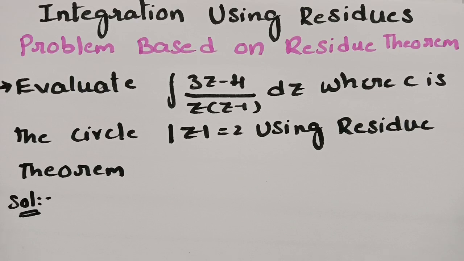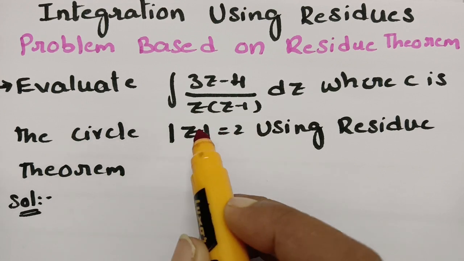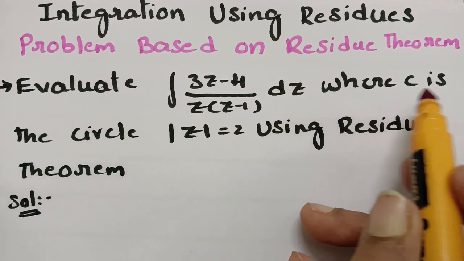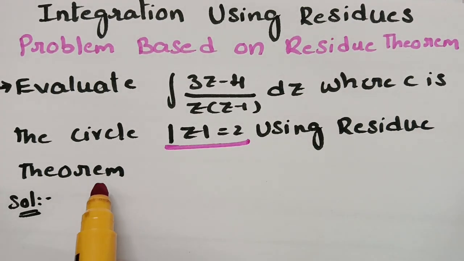This video is on integration using residues. In today's video, we are going to solve the problem based on the residue theorem. So in this video, we are going to evaluate the integral of (3z − 4)/(z(z − 1)) dz, where c is the circle |z| = 2, using the residue theorem.